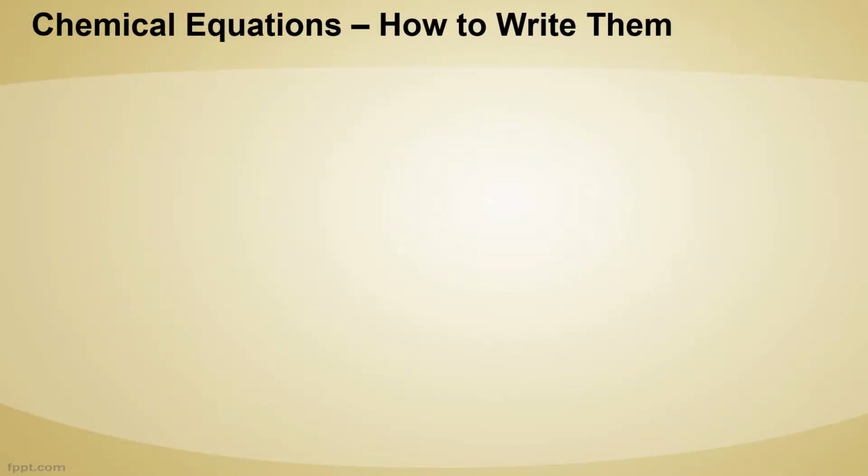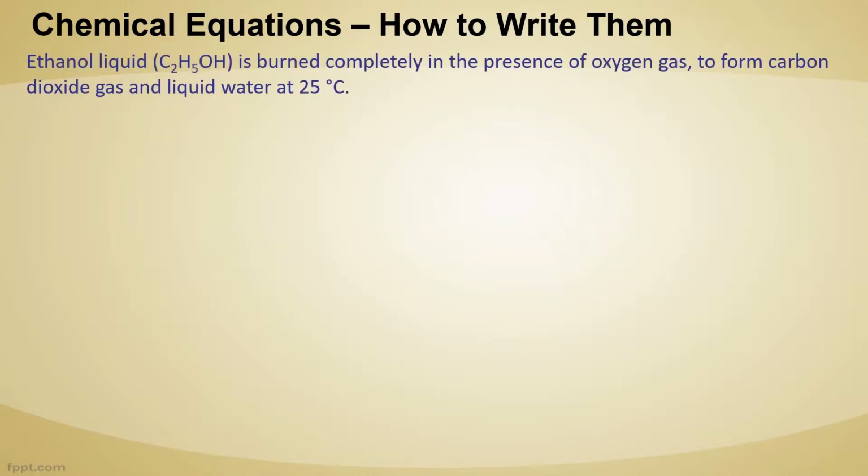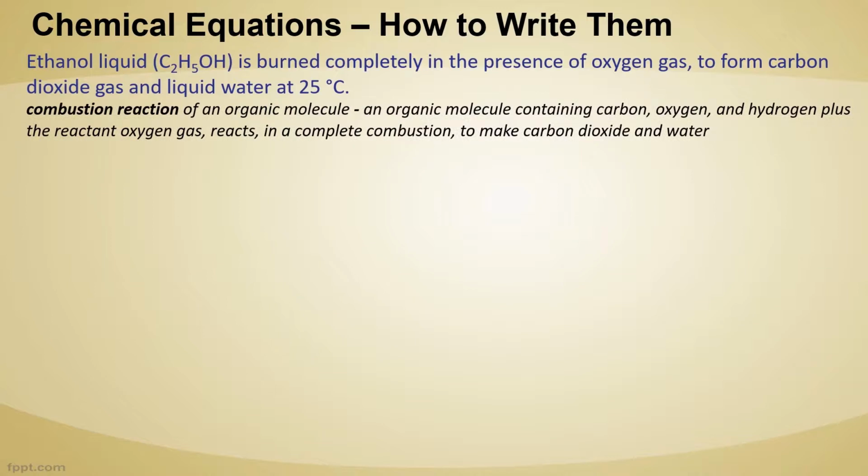The first thing we want to be able to do when identifying reaction processes is to write them down in the form of chemical equations. Let's look at a typical reaction. Ethanol liquid C2H5OH is burned completely in the presence of oxygen gas to form carbon dioxide gas and liquid water at 25 degrees C. This reaction is an example of a very common process called a combustion reaction of an organic molecule.